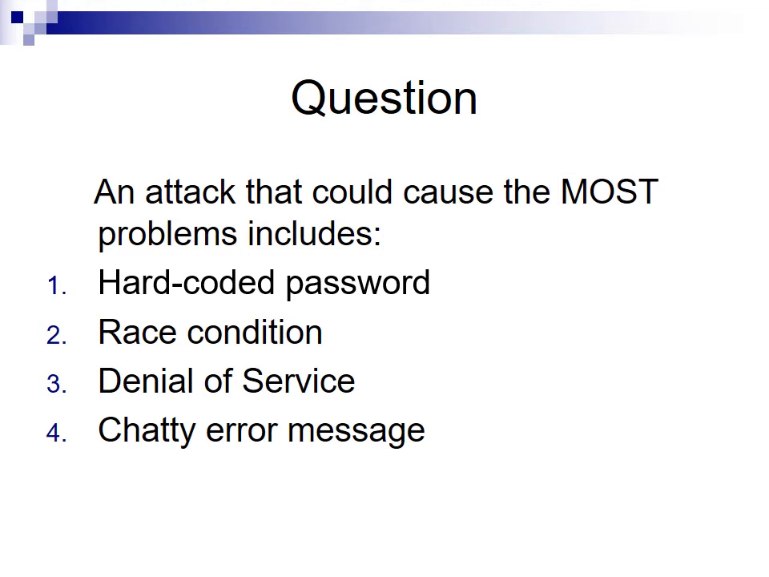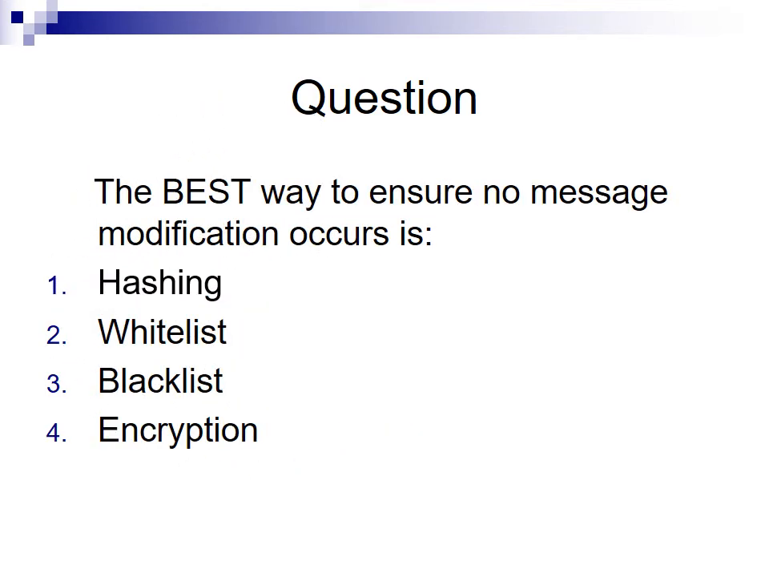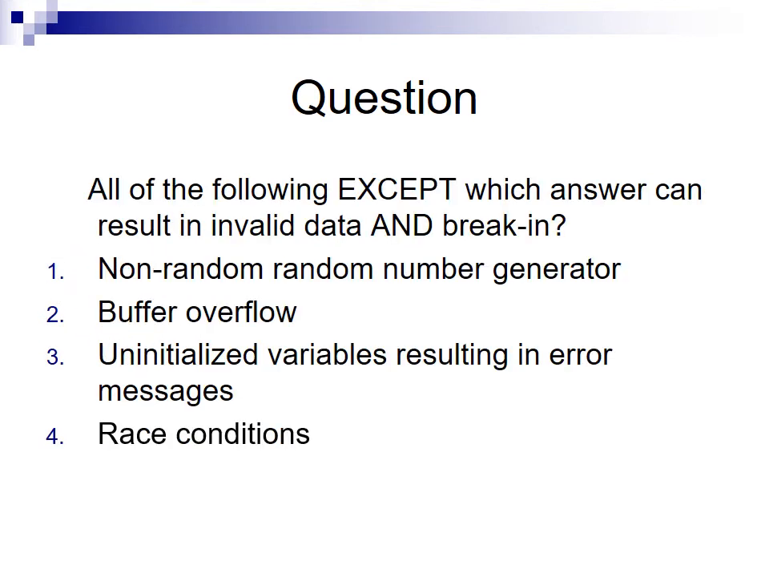The main way to avoid replay between a client and server. An attack that could cause the most problems includes a hard-coded password. The best way to ensure that no message modification occurs is hashing. All of the following except which answer can result in invalid data and breaking: race conditions.